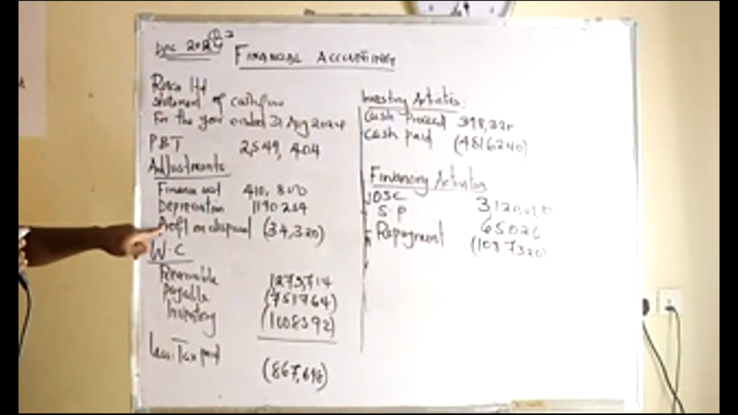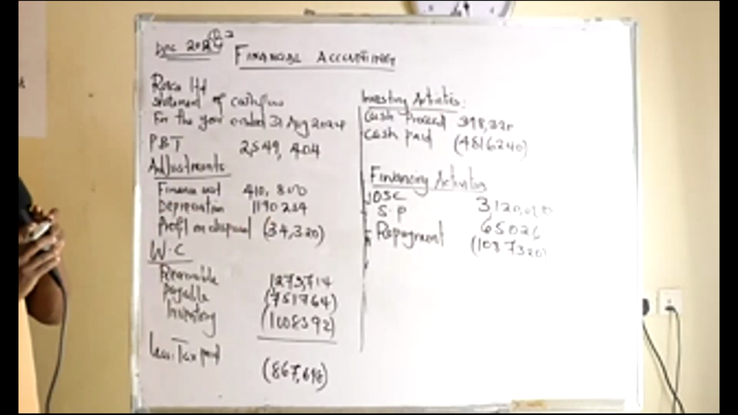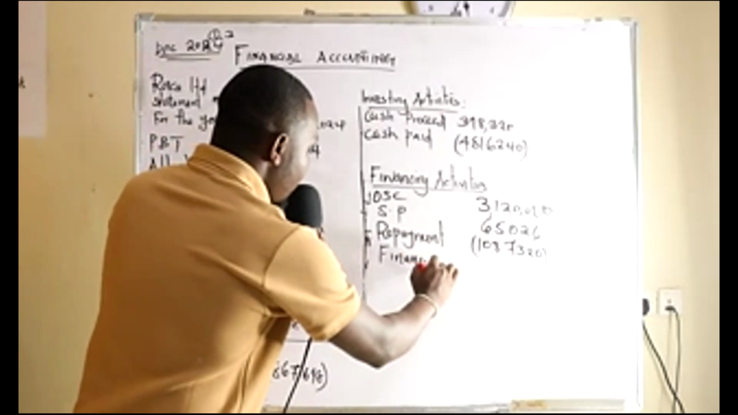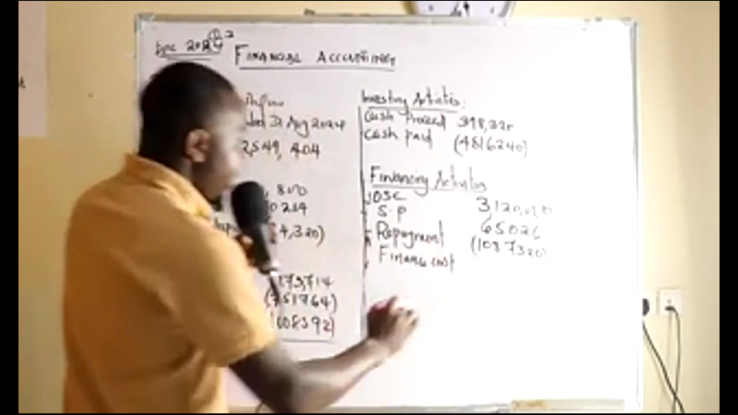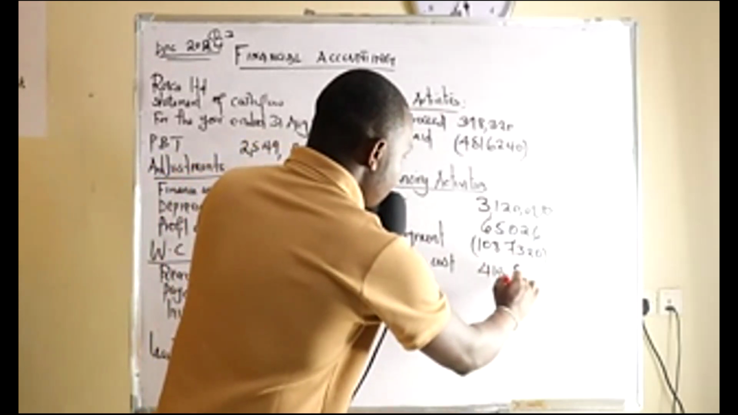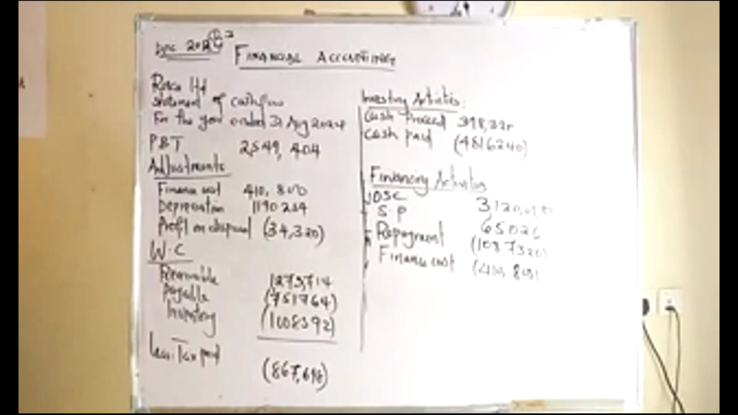Don't forget the finance cost. You add back here and also subtract under the financing activity. So we have the finance cost of 410,800. Subtract. That is very important. Do we still have any other financing activities? I don't think so. So then we can now do the summation.